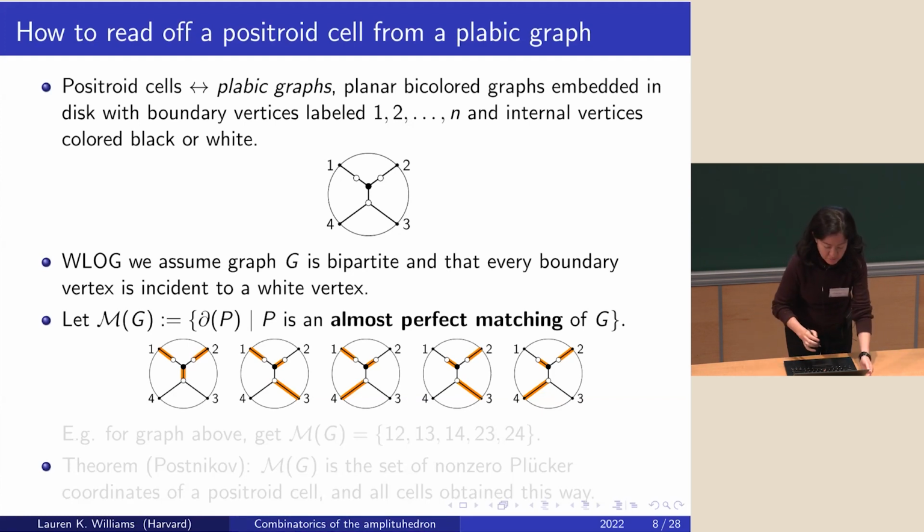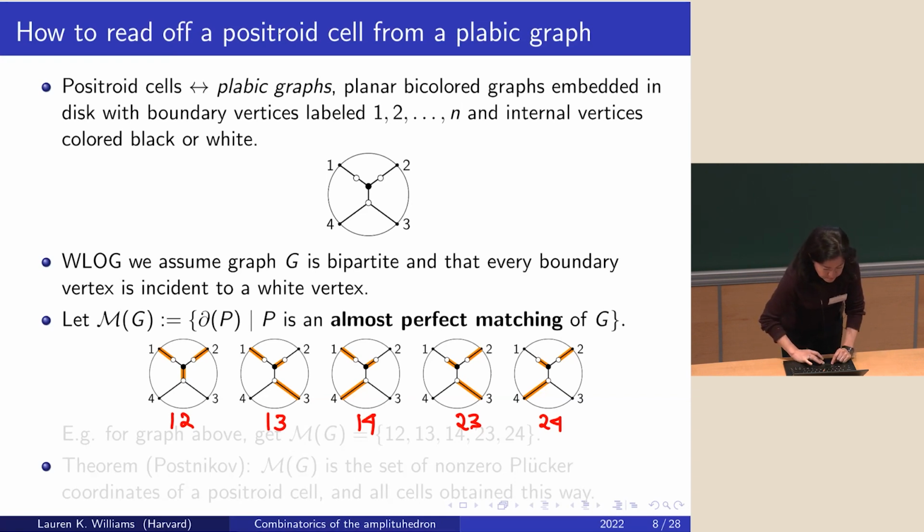And now from these almost perfect matchings, I'm going to record which boundary vertices are touched. So for example, in this graph here, my orange edges touch 1 and 2. Here, the orange edges touch 1 and 3. Here they touch 1 and 4. Here they touch 2 and 3. And here they touch 2 and 4. And so in this example, M of G is {1,2}, {1,3}, {1,4}, {2,3}, and {2,4}. And that's my matroid that I will associate to my graph.